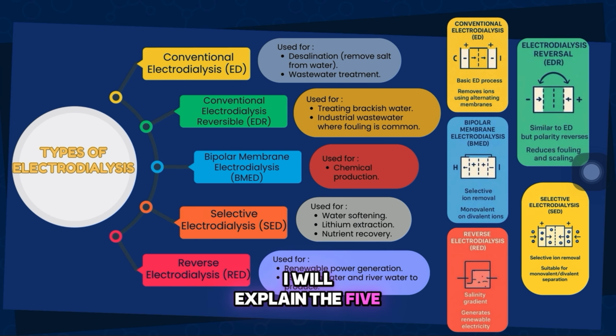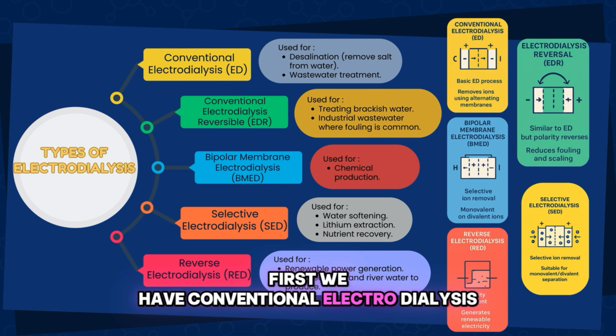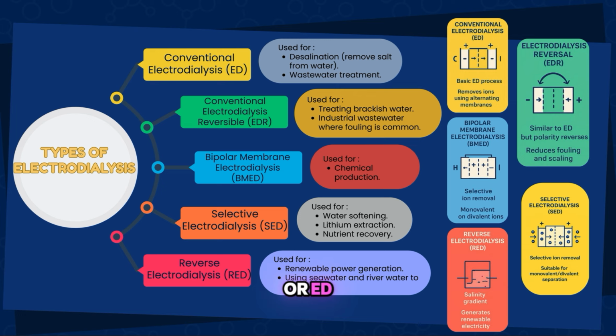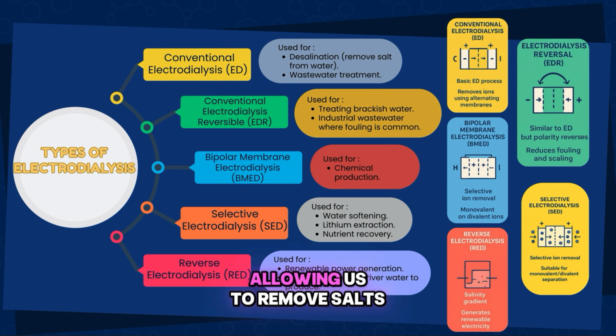I will explain the 5 main types of electrodialysis and how each one works. First, we have conventional electrodialysis or ED. This is the most basic type of electrodialysis. It uses cation and anion exchange membranes arranged alternately. When electricity is applied, the ions move across these membranes, allowing us to remove salts from water. This method is commonly used for desalination and wastewater treatment.